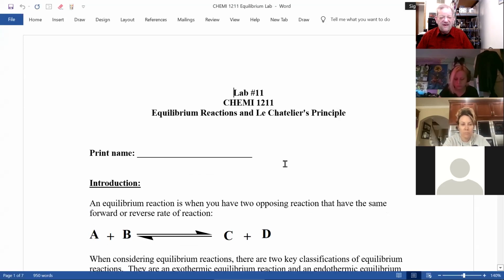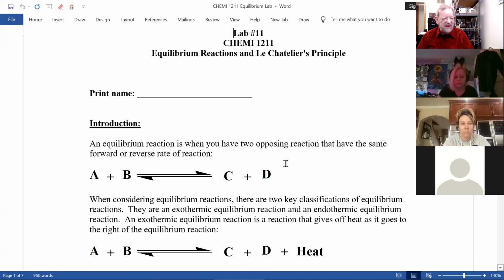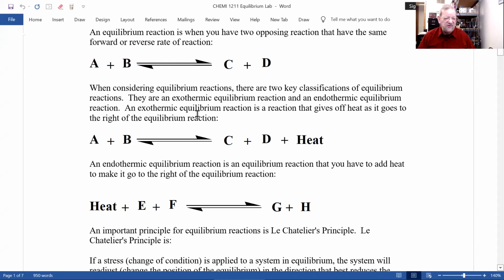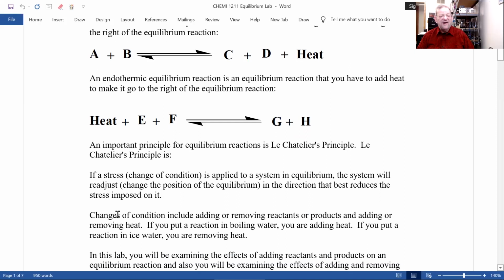All right, everybody see the Le Chatelier's principle lab on there? Well, I've already told you, an equilibrium is when you have two opposing reactions with the same forward and reverse rate. And when you're considering equilibrium, it's important to consider exothermic reactions. When the heat is on this side, that means it's given off as the reaction goes to the right. And for endothermic, heat is on the left. And the important principle for equilibrium is Le Chatelier's principle. And I say what it is here.